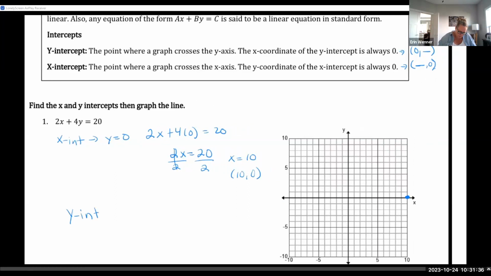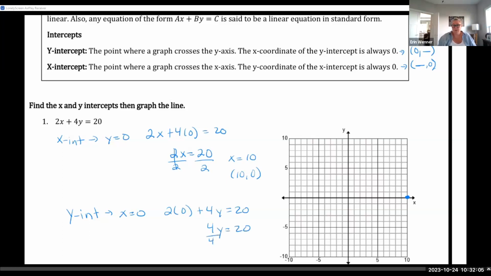And that remembers the point where x equals 0. So plugging 0 in for x. To actually plug it in for x, you can't just write x there again. So we have 2 times 0 plus 4y equals 20. The 2 times 0 is just 0, so it drops out. So I end up with 4y equals 20. Divide both sides by 4, and I get y equals 5.